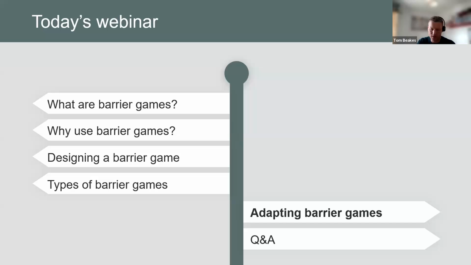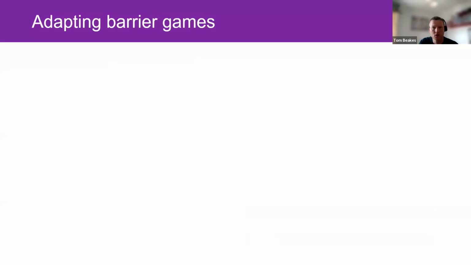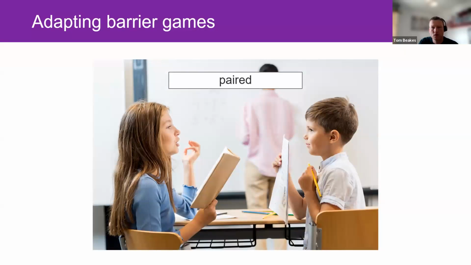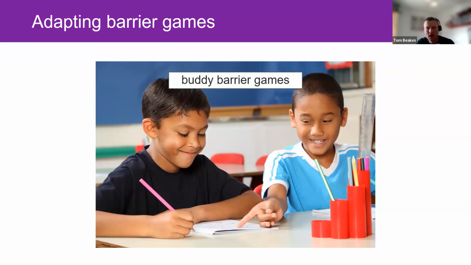Okay, and just finally, I'm going to speak briefly about how we might adapt barrier games to work with different ability levels and different group types. The first way we can adapt barrier games is how we group and organize the students, and how we do this might depend on the language proficiency of the learners we're working with. Paired barrier games are the most common type, and they work best between players of similar language ability. We could also have a buddy barrier game, which could help with younger children, or where you have mixed ability groups, because it allows pairings of a weaker and a more able language user to provide peer modeling and support.